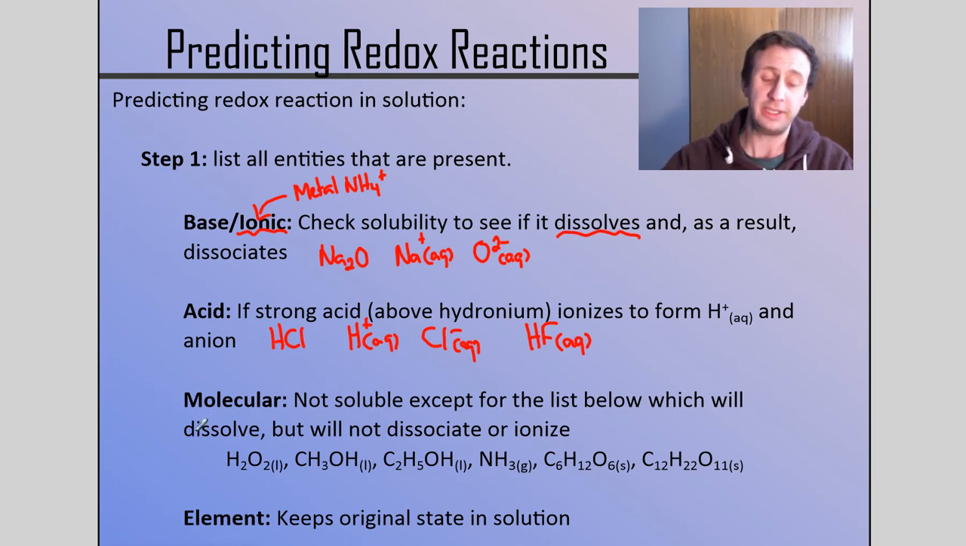Molecular is easier. For molecular, as long as it's not one of the ones on the list down below, it's going to stay exactly as it was. The state doesn't change or anything. It just is what it was. Now, if it is one of the ones from the list below, it turns aqueous. It still is together. It doesn't dissociate, doesn't ionize. It stays intact, and it's aqueous. The main one that you're going to see from this list is probably hydrogen peroxide, H2O2.